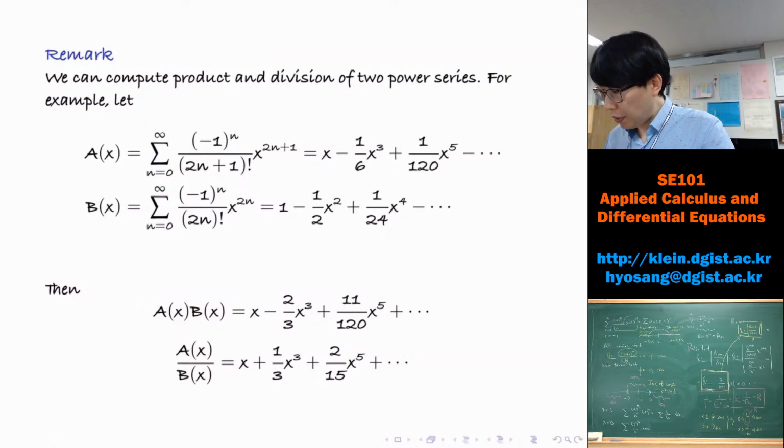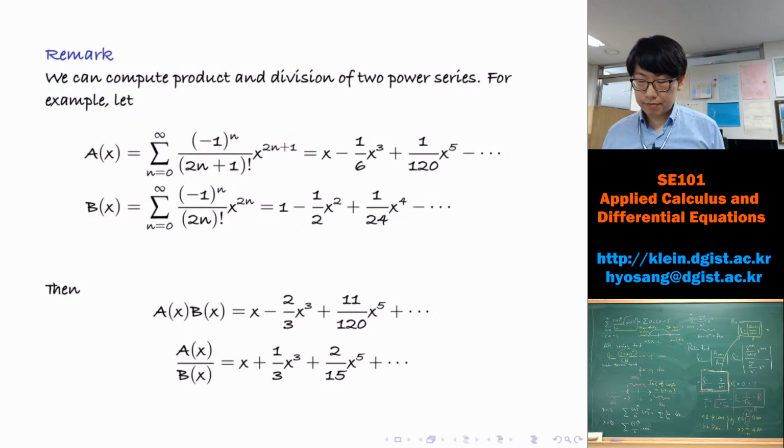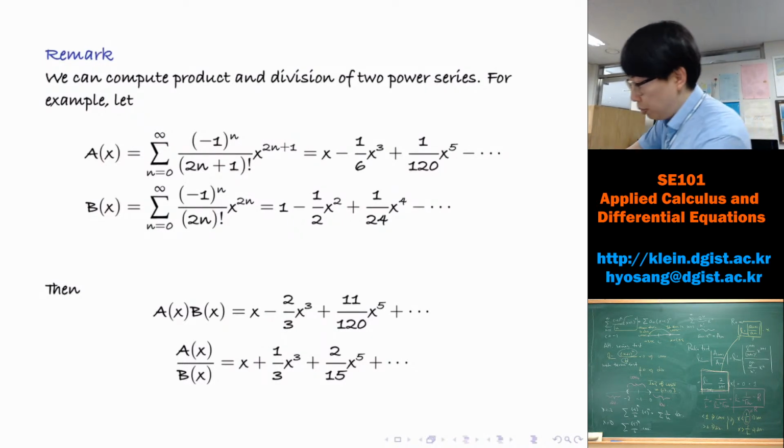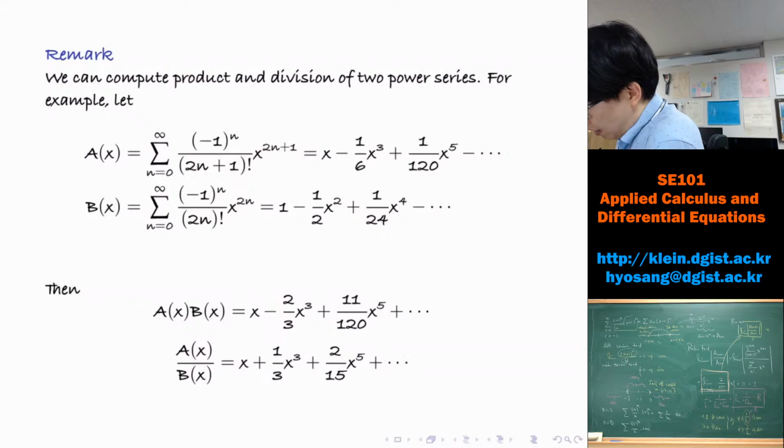Suppose that we have two power series. We can multiply two power series to make a new power series, or subtract, or divide two power series to make a new power series. It's an easy computation, like multiplying two polynomials. Whenever you write your power series, you have to write from the lower power to the higher power.